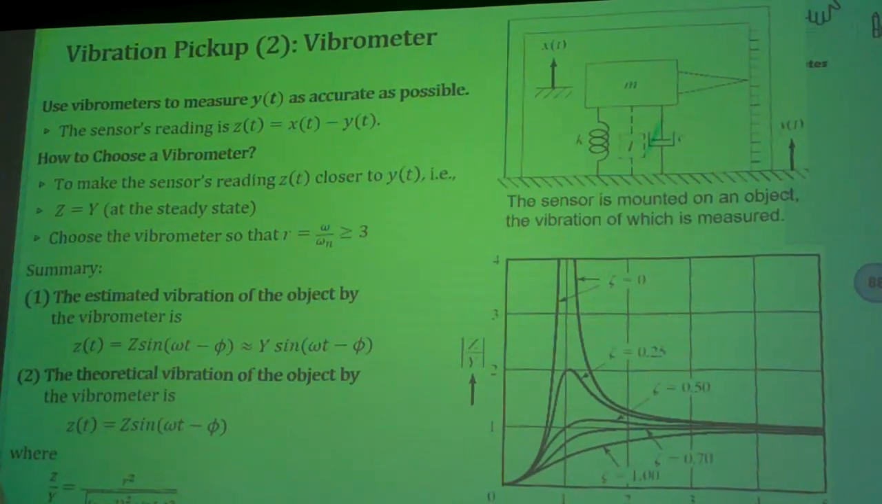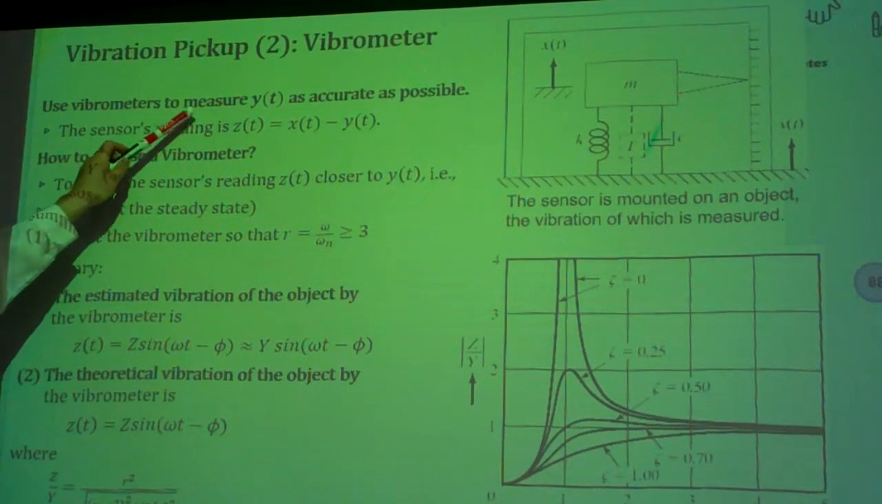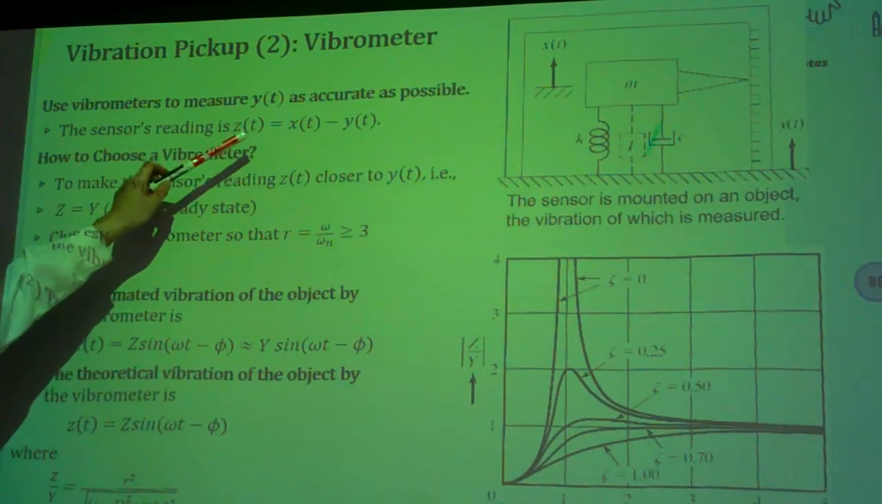How much we can trust depends on how wisely the engineer picks these sensors. So the key for learning this is I will show you how to pick a good sensor such that its reading is very close to the true one. Okay? So vibrometers is going to measure using the reading.